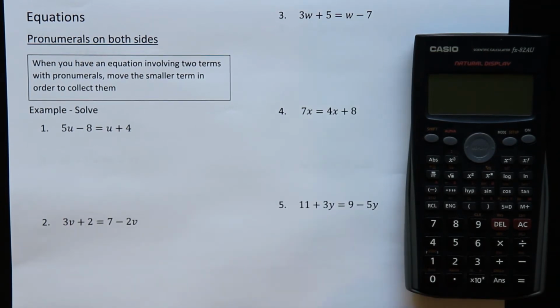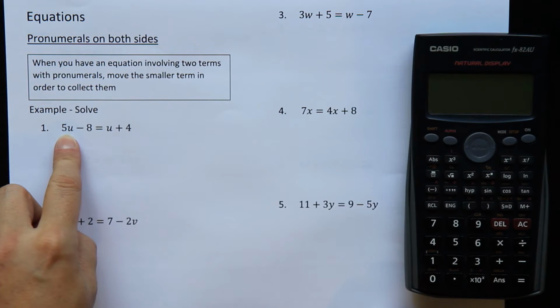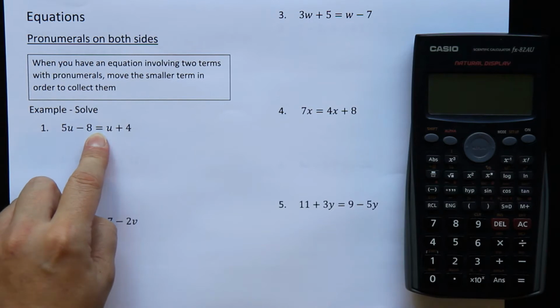Today we're doing some equations and we're looking at equations that have pronumerals on both sides. So if you're going to do this lesson today, hopefully you know how to do one-step and two-step equations. This is the next step to do pronumerals on both sides. So you can see we have a u on this side of the equation and on this side. So that's what I mean, pronumerals on both sides of my equals sign.